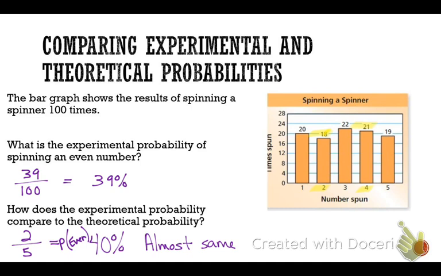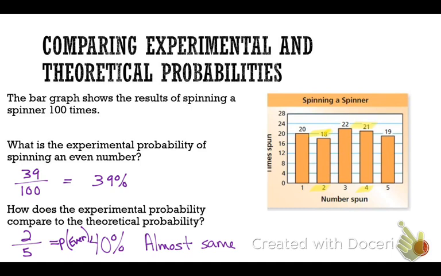Matthew? I didn't raise my hand. I know, but I heard you saying it. The more you do it, the more accurate it gets. Yes, the more you do the experiment, the closer that probability becomes to theoretical.